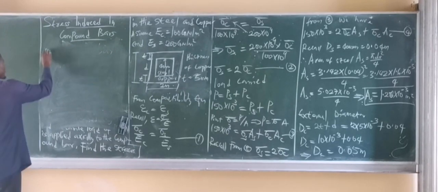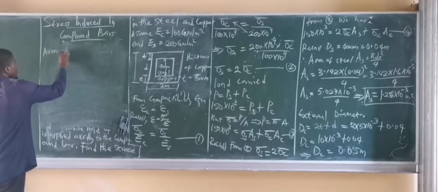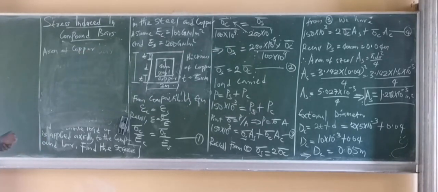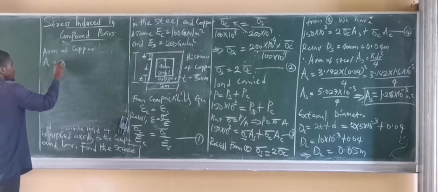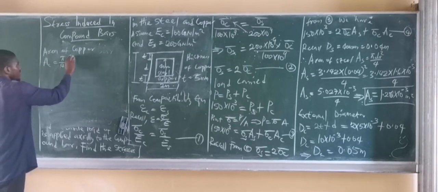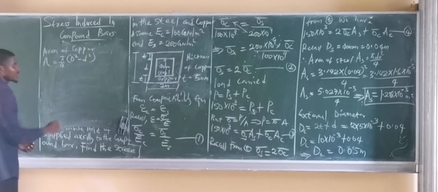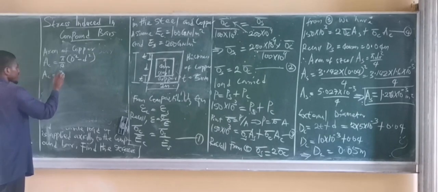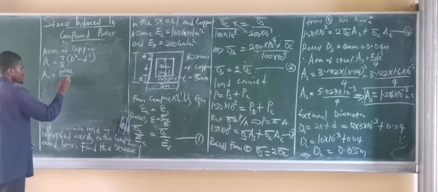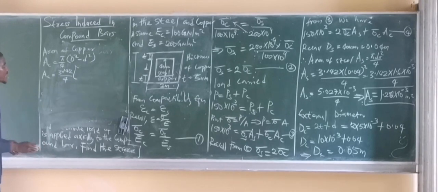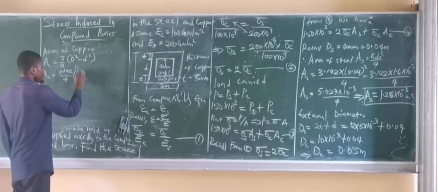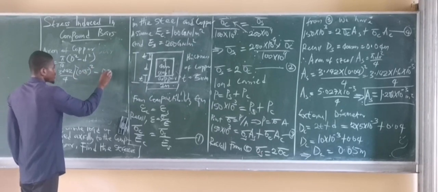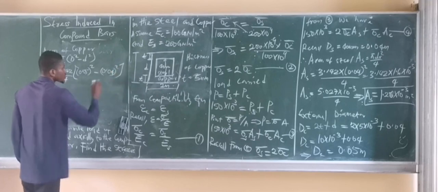so to obtain area of copper, I've told you guys that whenever we have any material that has internal and external diameter, the area of copper is simply pi over 4, the external diameter squared minus the internal diameter squared. So area of copper is now equal to pi, 3.142, divided by 4. The external diameter is given as 0.05.